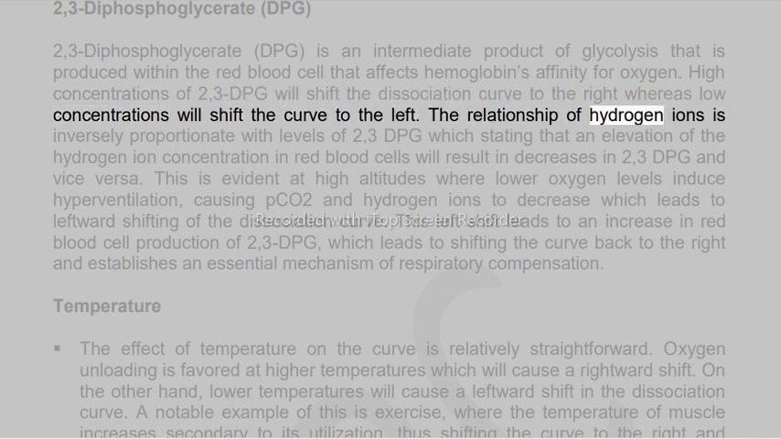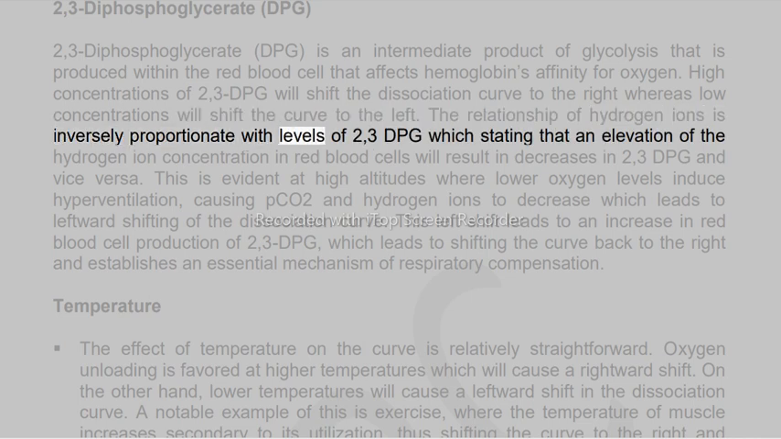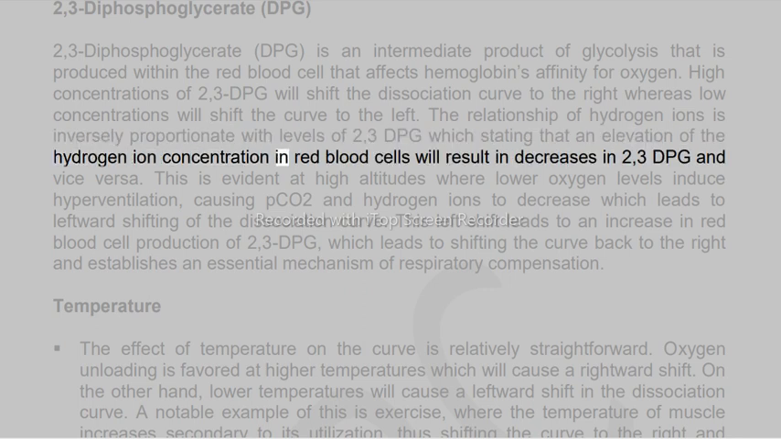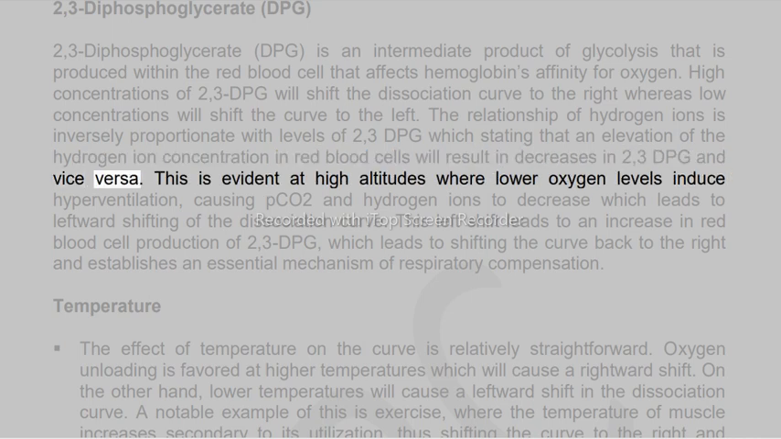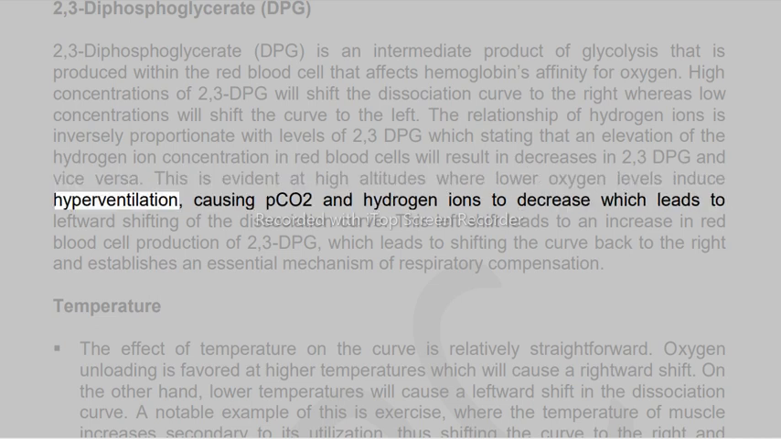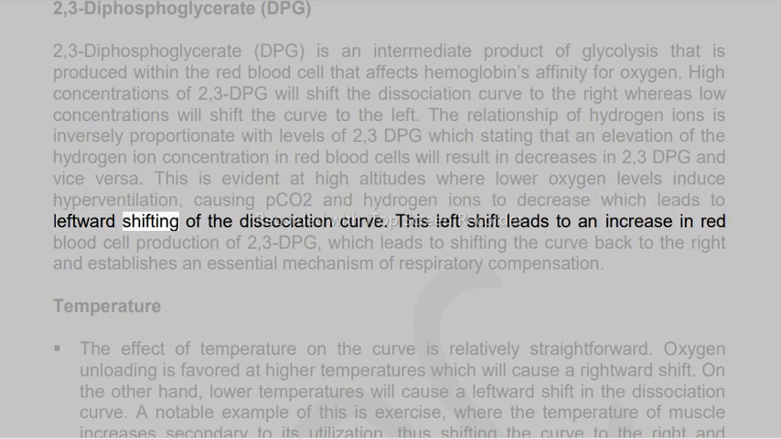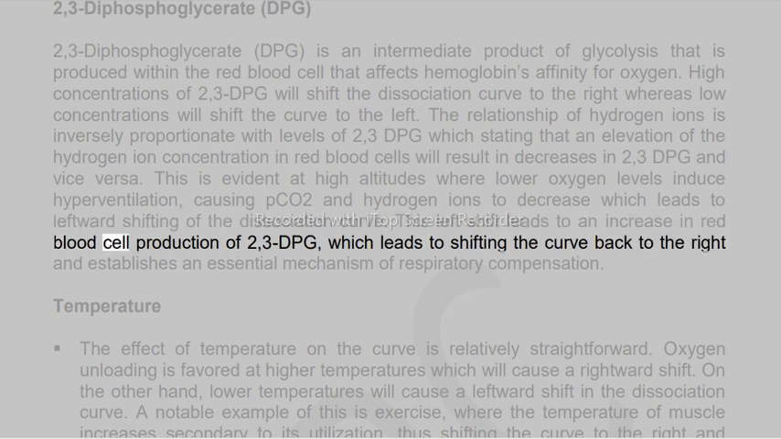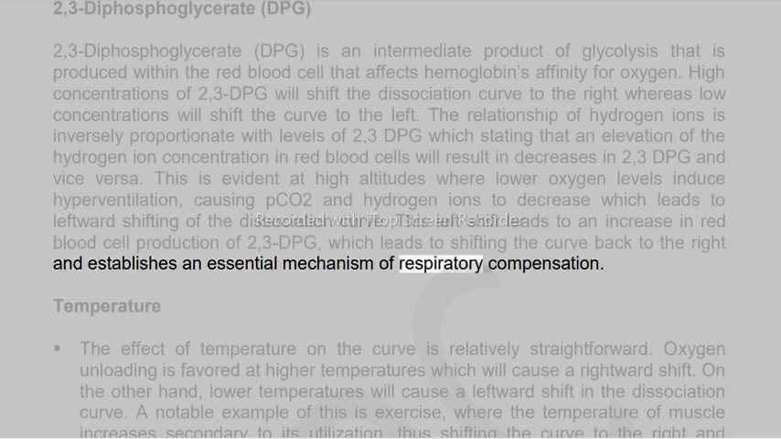The relationship of hydrogen ions is inversely proportionate with levels of 2,3-DPG, stating that an elevation of the hydrogen ion concentration in red blood cells will result in decreases in 2,3-DPG and vice versa. This is evident at high altitudes where lower oxygen levels induce hyperventilation, causing PCO2 and hydrogen ions to decrease, which leads to leftward shifting of the dissociation curve. This left shift leads to an increase in red blood cell production of 2,3-DPG, which shifts the curve back to the right and establishes an essential mechanism of respiratory compensation.